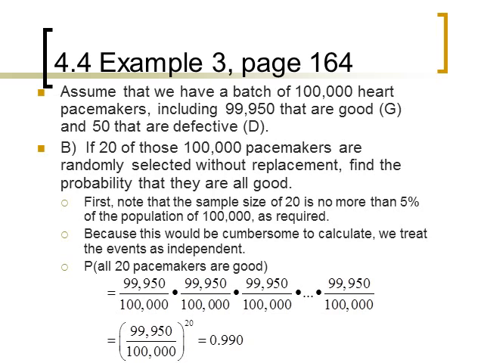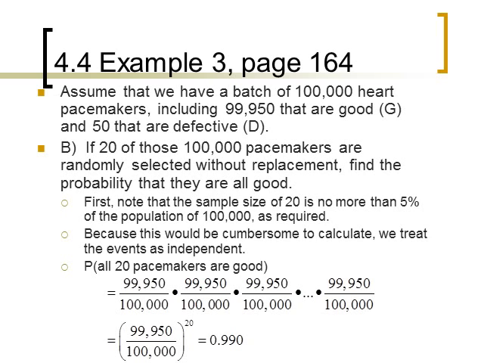And so because this is a cumbersome one to calculate, what we do is we apply the 5% rule. The 5% rule says treat it as an independent event, meaning that we act like we are going to replace the calculators and we don't have to change the totals because there's 20 of them. So what we do is we just take 99,950 out of 100,000 to the 20th power.